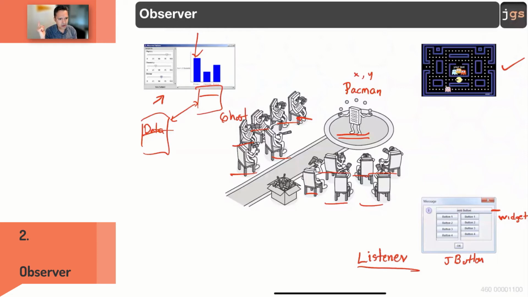Listener, observer. Let me be clear. It's exactly the same idea. The only thing that happened is Java used that name, listener, for the graphical elements. The idea is exactly the same.